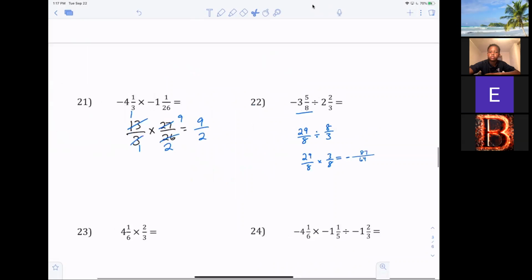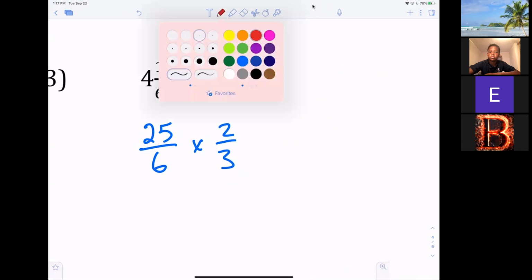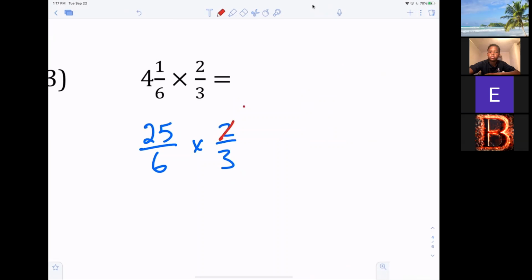Multiplying by 9 is easy. All right, here we go. 4 and 1/6. What do I have to do? I have to make that improper. Yes, so what is it? 25. Yep. 25/6 times 2/3. What can reduce? 6. 2. 2 becomes a 1. 6 becomes a 3. It's final answer. 25/9. All right, hopefully you guys feel like this is just old now, that you're good at it.